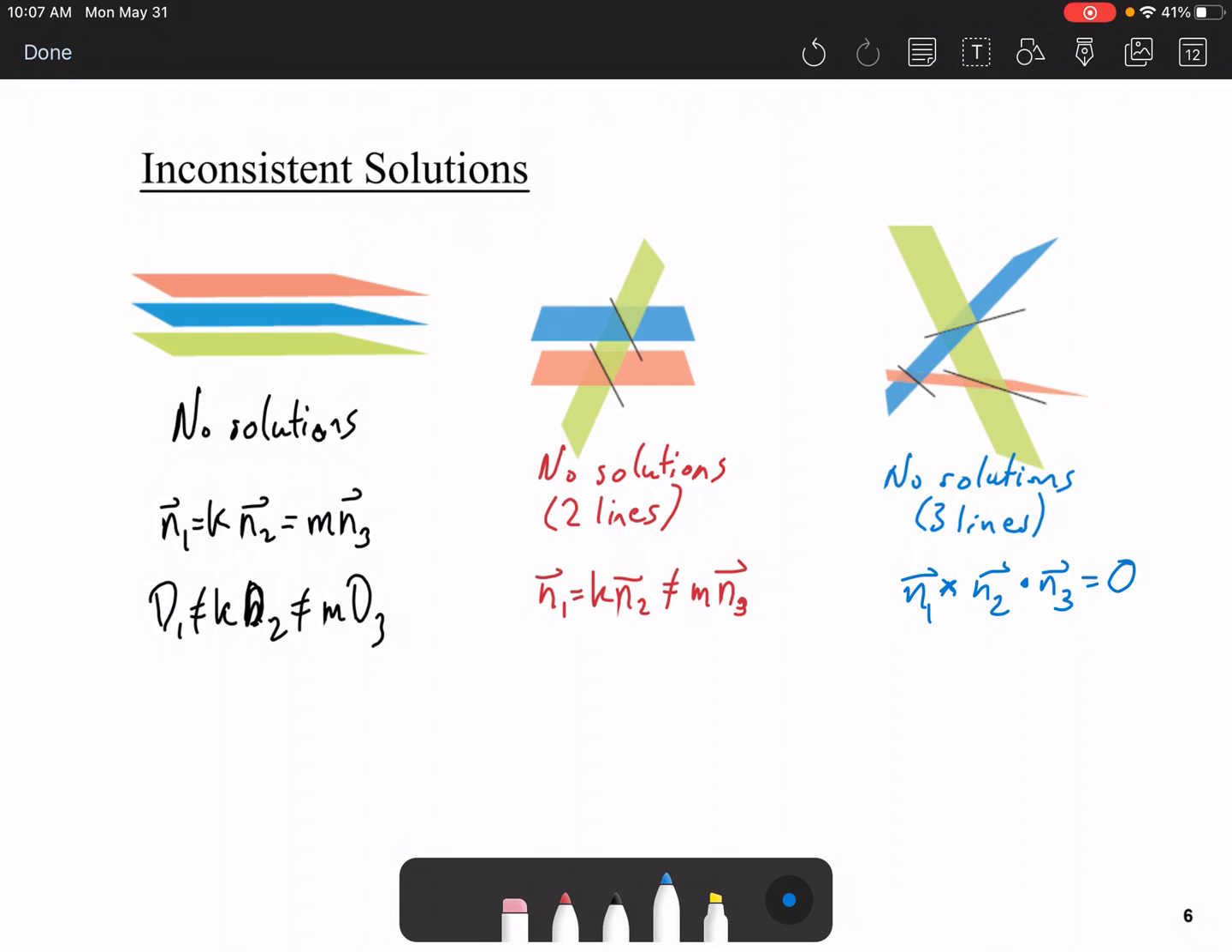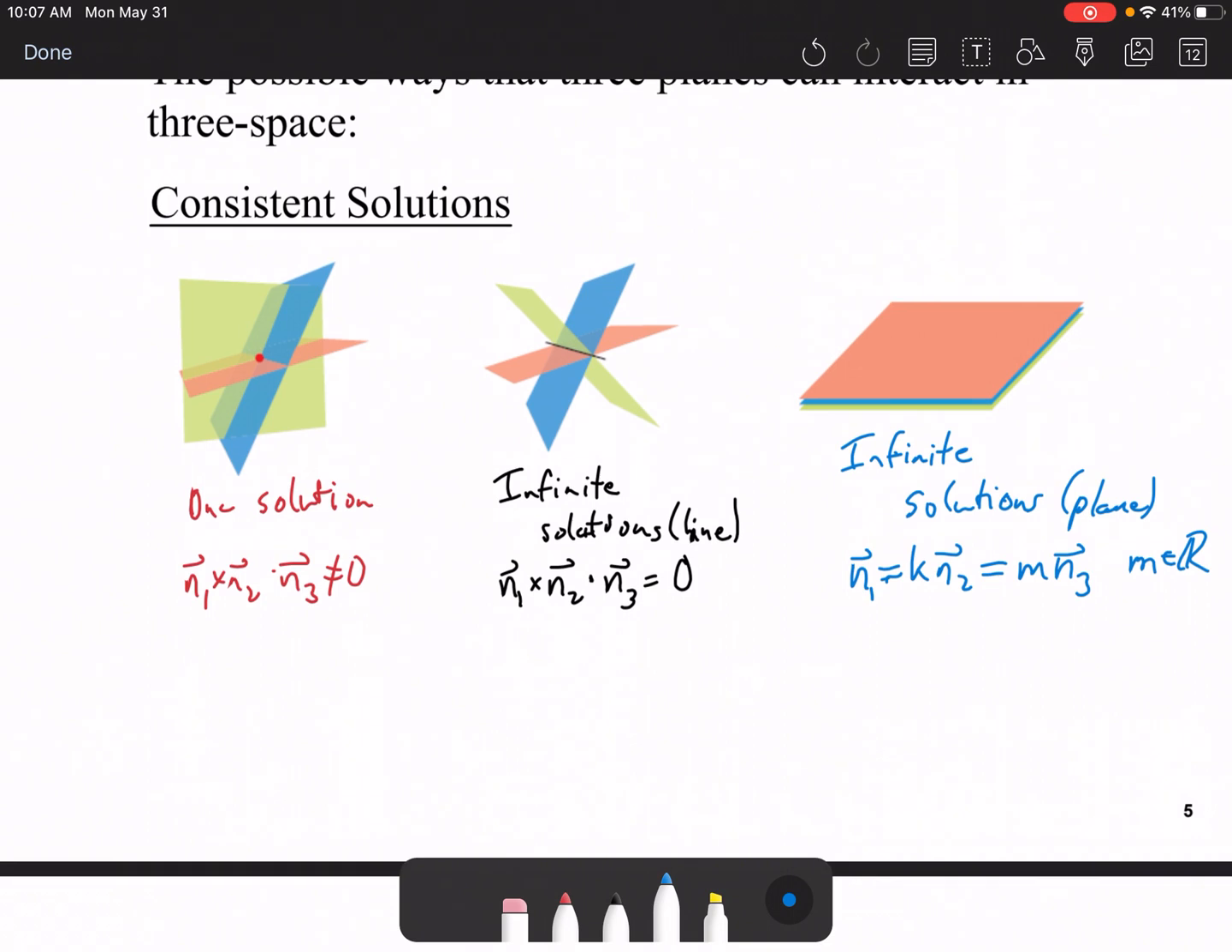So even though we have possibilities where they could be collinear or coplanar, that doesn't necessarily mean that they have a set of solutions. The only time where we had it so that the normals were not coplanar was one solution, and that was on this previous page.